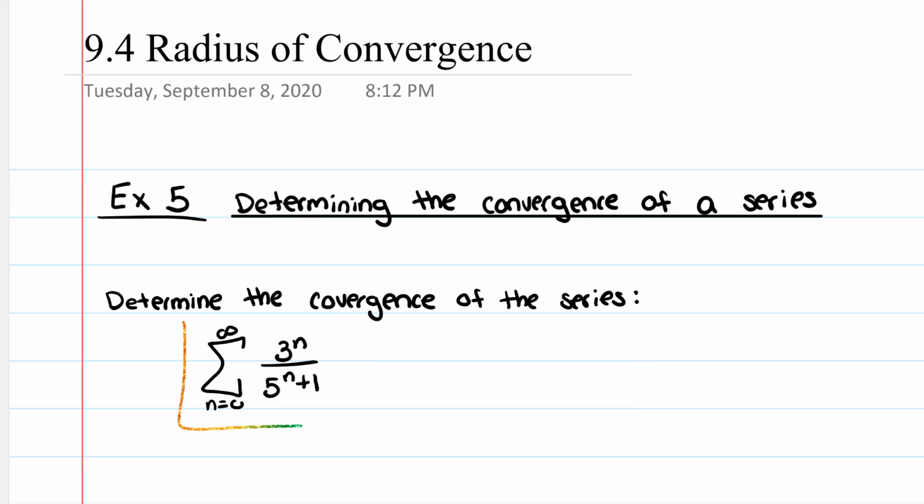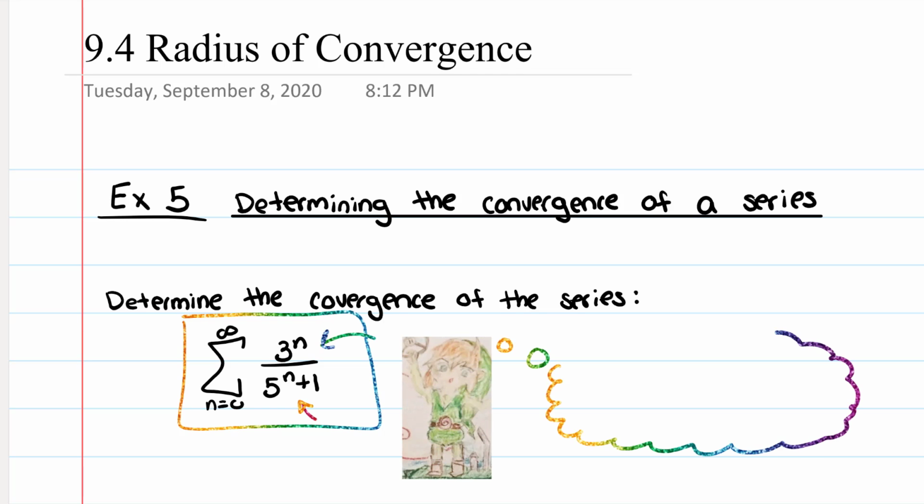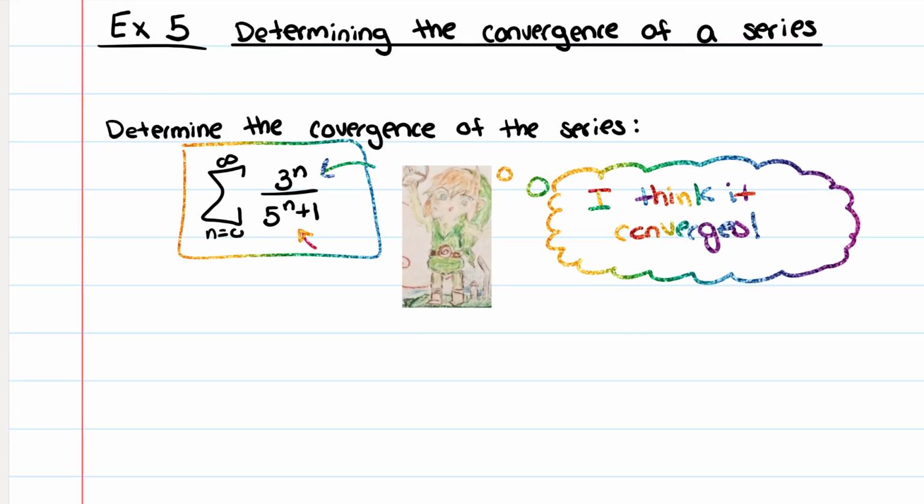Now, when you work with series, you should try to trust your gut. So I look at this and I go, well, my denominator is going to grow much faster than my numerator. So I think it's going to converge, because the denominator is larger than the numerator. It's just good to think that way, even though we're going to actually figure it out. All right, so we're going to go ahead and do the test.